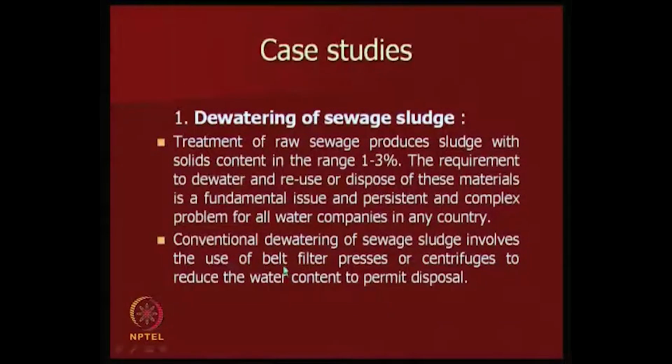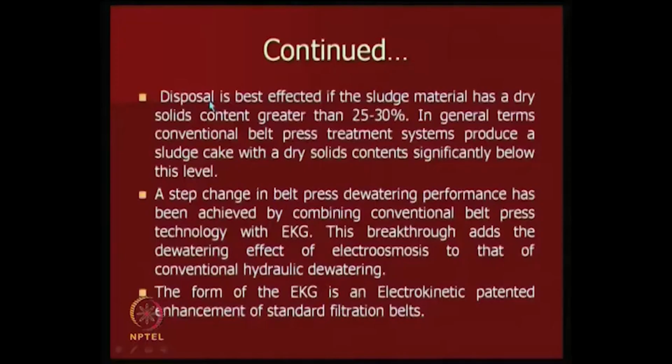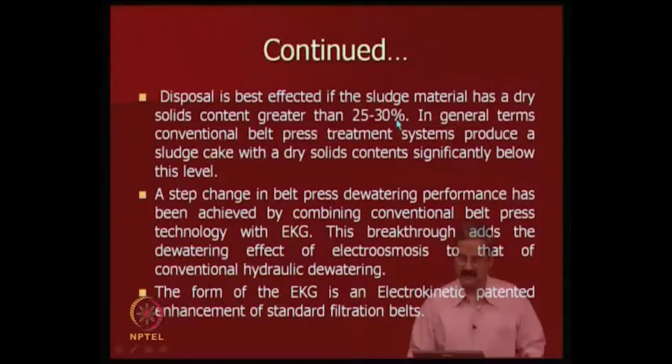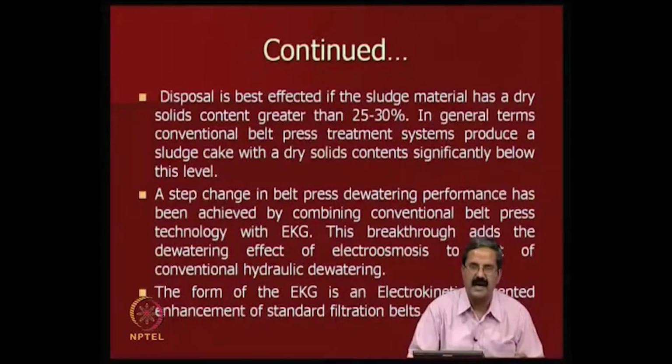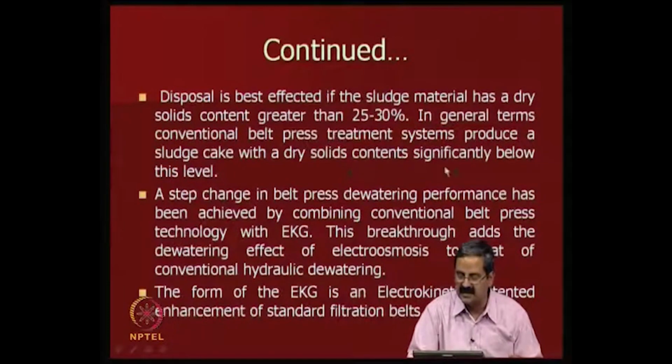In conventional dewatering, you only have belt filter processes or centrifuges to reduce water content to permit disposal. But here, disposal is very efficient, and it is best effected if the sludge material has a dry solids content greater than 25 to 30%. If the solids content is higher, it is much better. In general terms, conventional belt press treatment systems produce a sludge cake with a dry solids content significantly below this level. So, normally the conventional methods have less than this number.